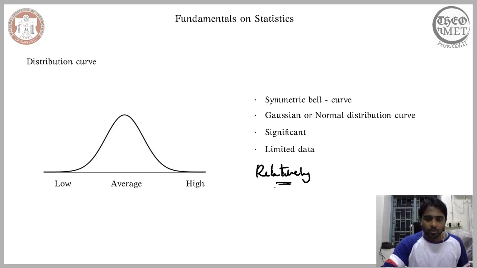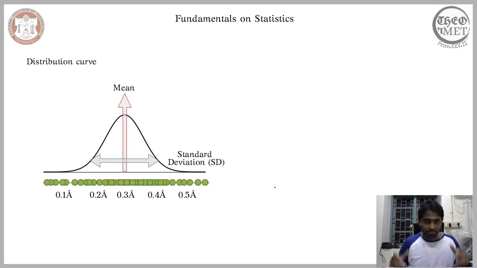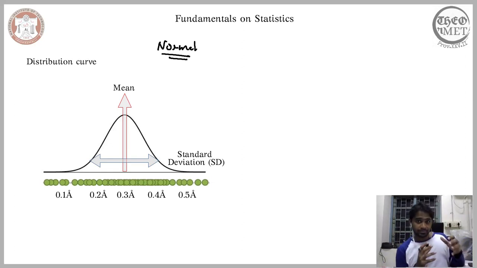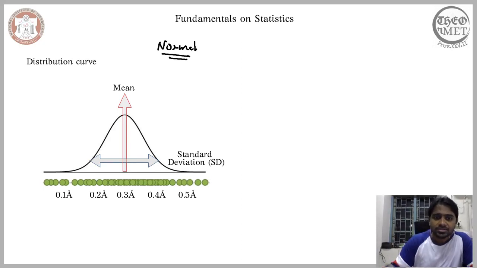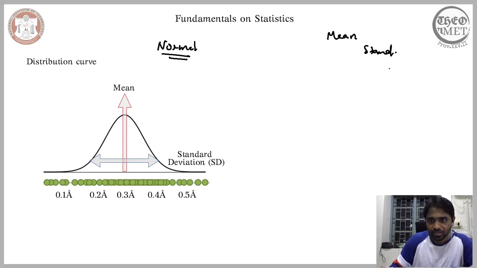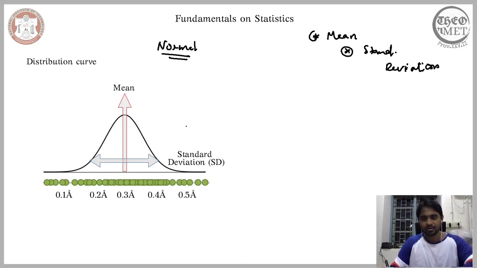Now, when you consider this particular distribution curve, which we have referred to as the normal distribution curve, and which we have now established to be found, apart from materials research, in a wide range of real life applications as well, this curve is described by two parameters, that is the mean and the standard deviation. So mean and standard deviation are the two parameters used to describe the nature of this curve.